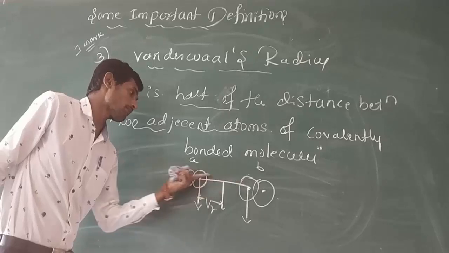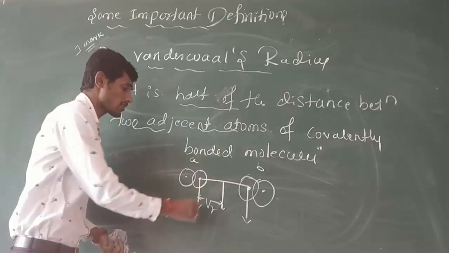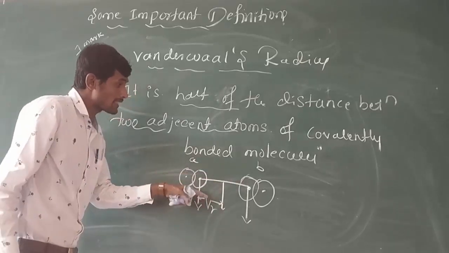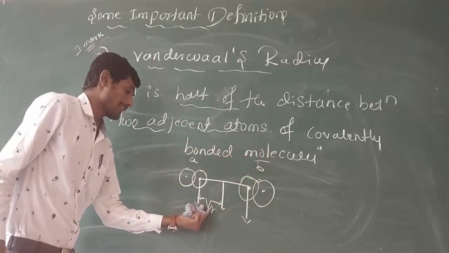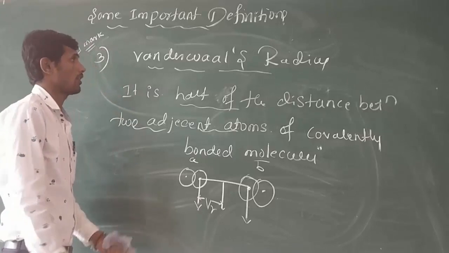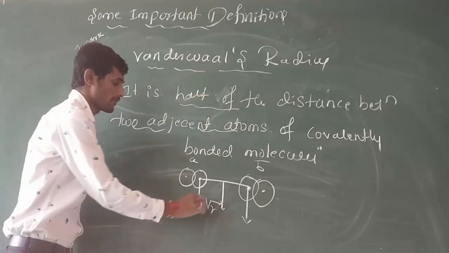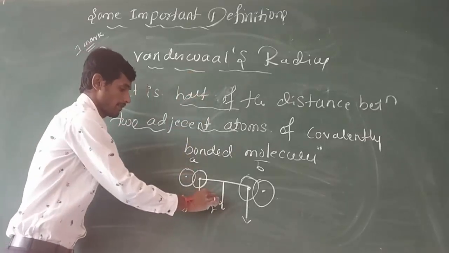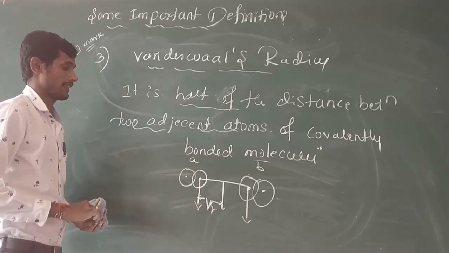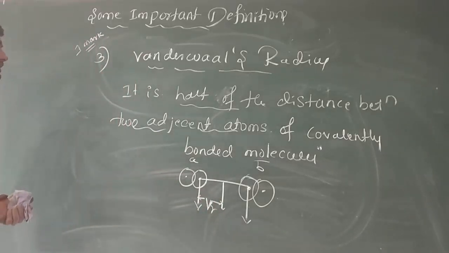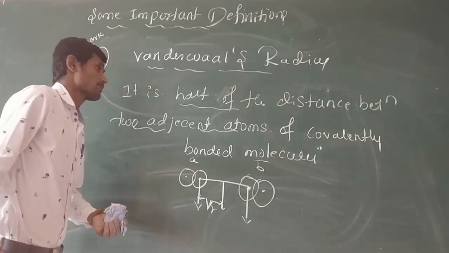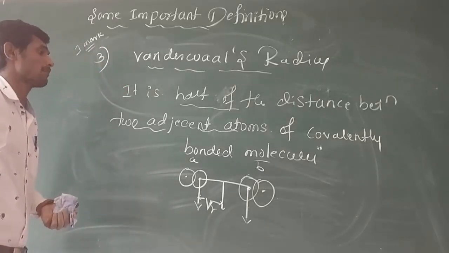This is the total bond length, but half of that one, if it is present in bonded molecules, then it is van der Waals radius. This one is VR. Right? Yes. Remember the definition? It is half of the distance between two adjacent atoms of a covalently bonded molecule.